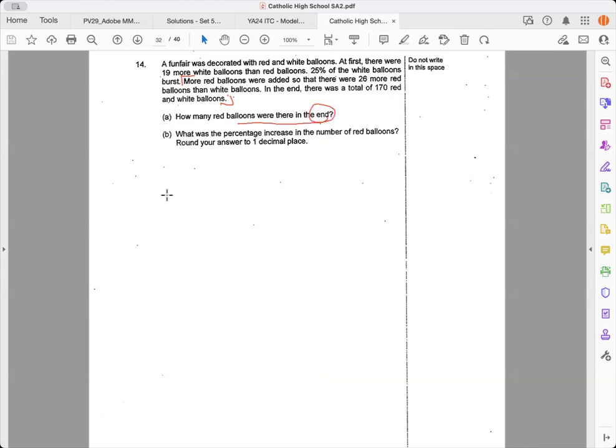Okay, so red to white. In the end, there were 26 more red. Someone draw 26 more red and white. And altogether, the 170 red and white. So this is a typical comparison model. I shall do the comparison model steps. Take away the extra, 144. And remaining divided by 2. Get 72. So this is 72 and this is 72.